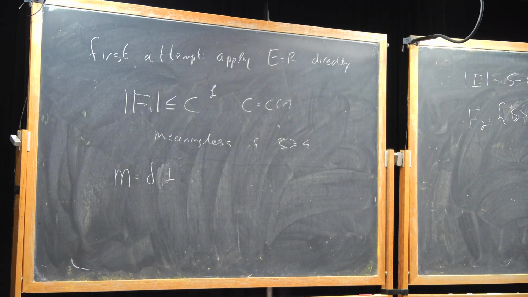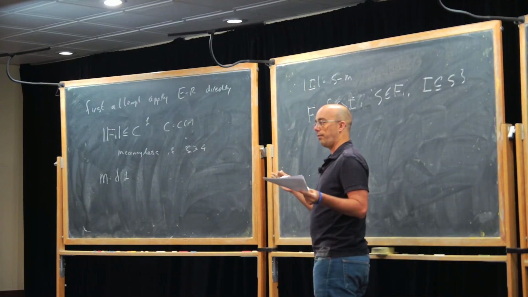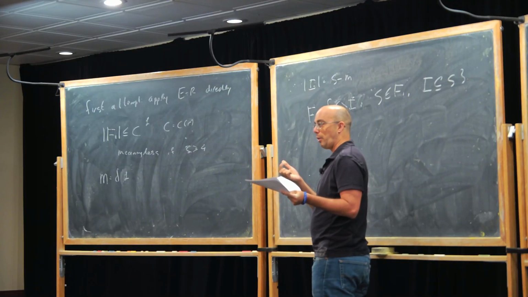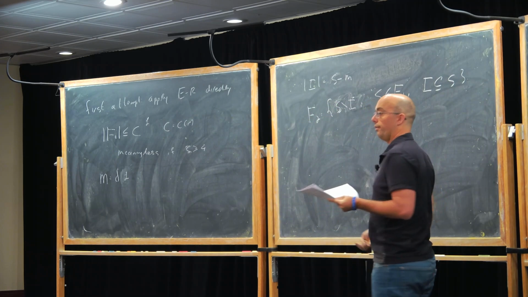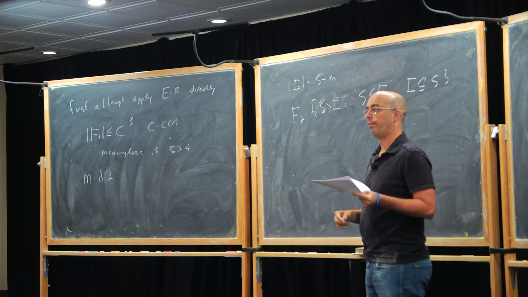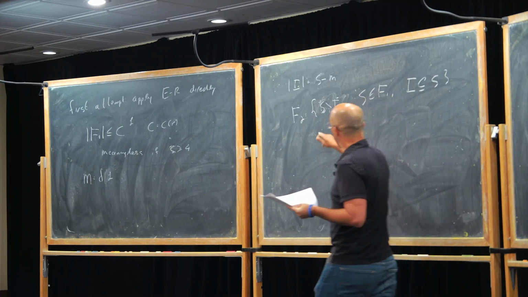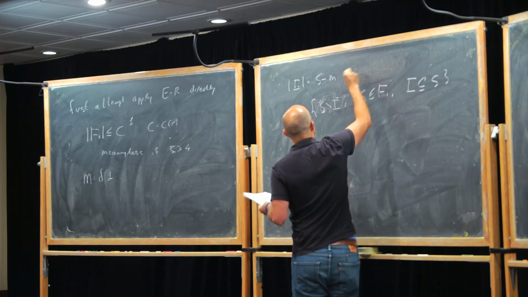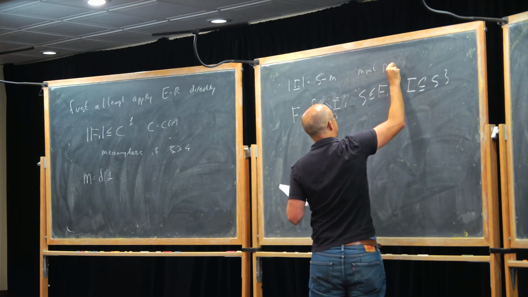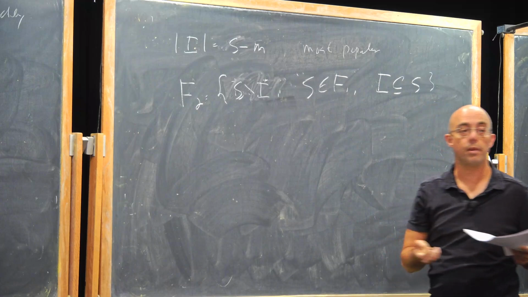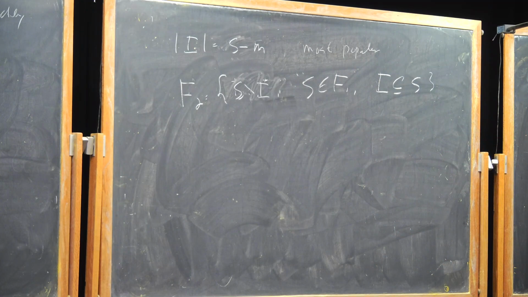We have families where all the sets have size S, and we're going to choose a set I that's slightly smaller, of size S minus M, and take all the sets containing I. Then we're going to remove I from them. This is going to be F2. And we're going to choose I to be the most popular, meaning we choose a set I of size S minus M that is contained in the largest number of sets inside F1.